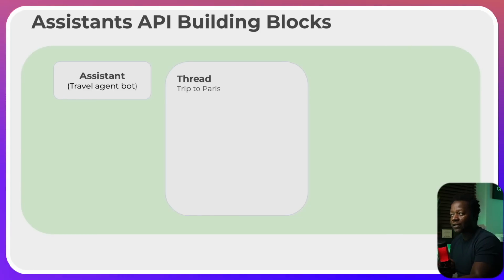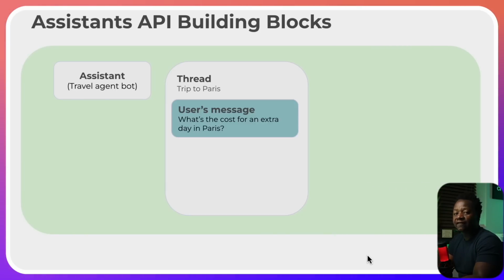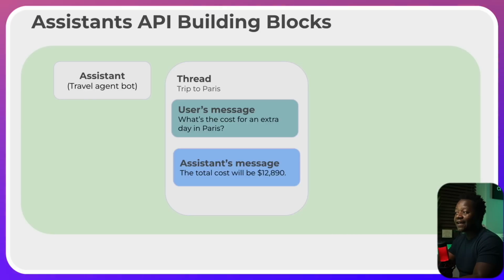And the second component, or second building block, is what we call threads. A thread is where all of the messages that occur between the assistant and the user are tracked, because that is the whole idea. So in this case, a user may have a message that says, hey, what is the cost for an extra day in Paris? Okay, so that is a message that is going to be on a thread, which the assistant will have access to, as well as the user. And then the assistant's message would be the cost is 12,890, for instance, right?